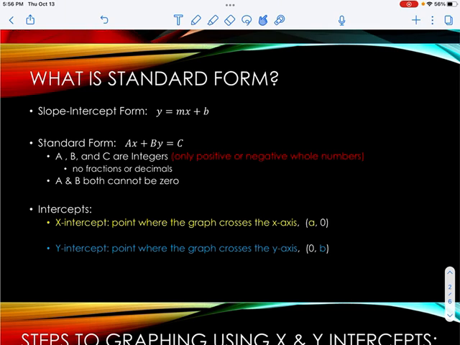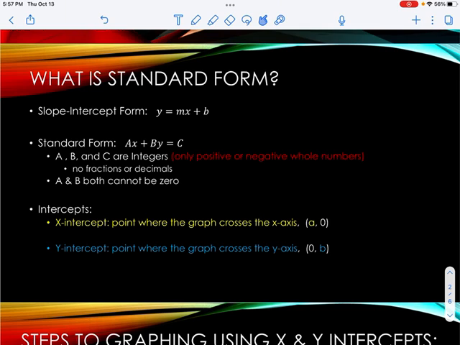So what are the rules for standard form? Well, we have a couple of them. First, a, b, and c, the constant, the coefficient for the x, and the coefficient for the y, are all integers, which simply means a, b, and c can only be positive or negative whole numbers. There cannot be any fractions or decimals to be called standard form. The second rule is that a and b both cannot be 0 at the same time. So one of them has to have a coefficient other than 0.